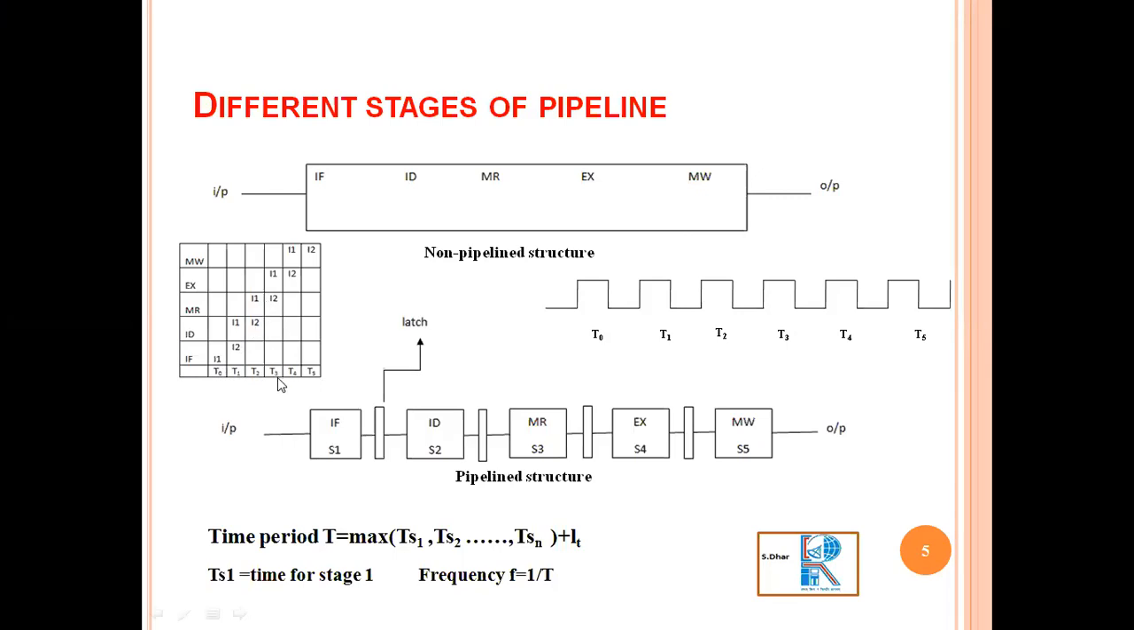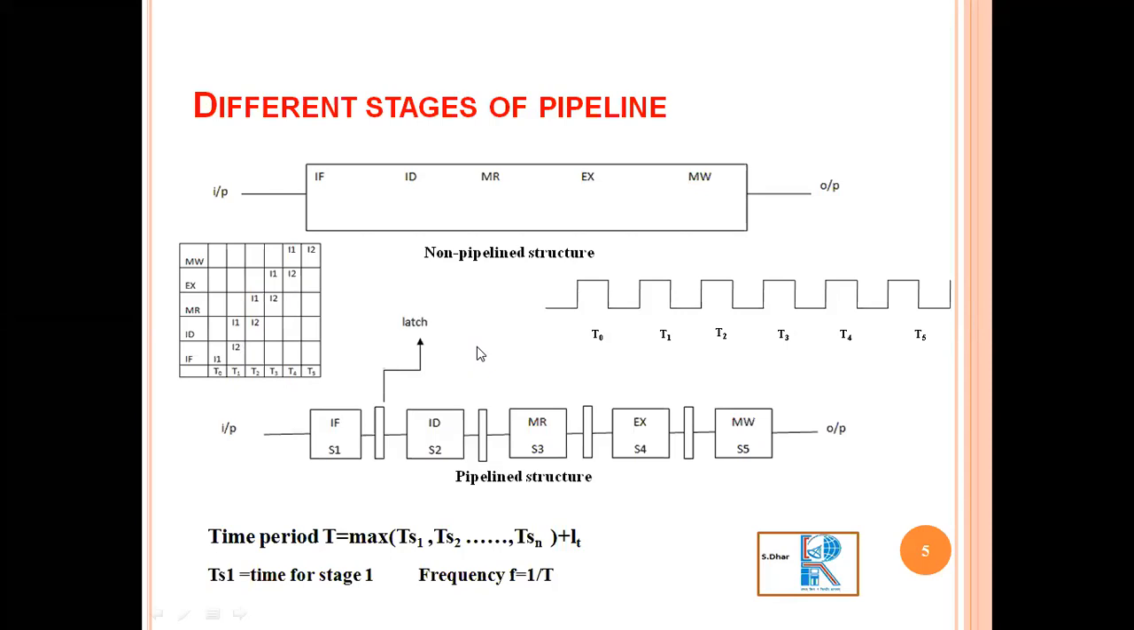Similarly at T3, I1 will be executed and I2 will be memory read. And at T4, I1 will be memory write and I2 will be executed. And at last, I2 will be memory write. So these are the stages if I use a non-pipeline processor.